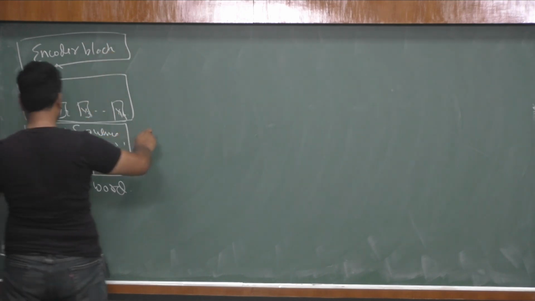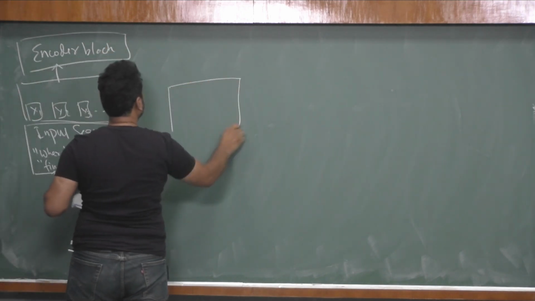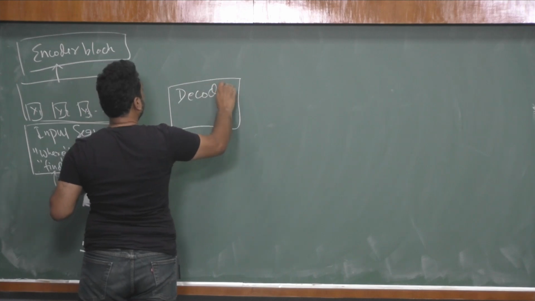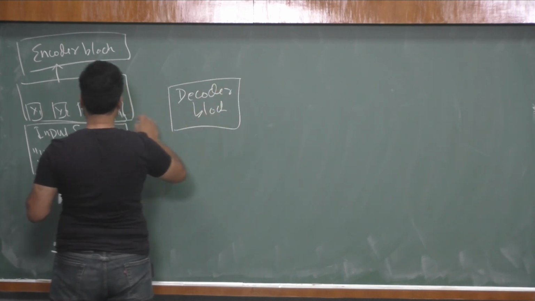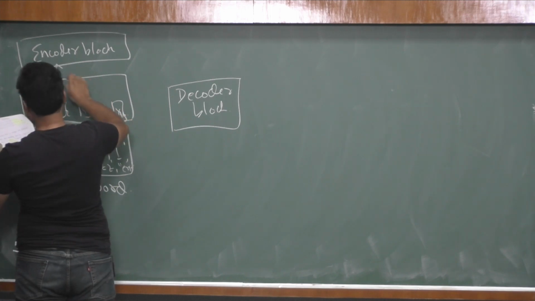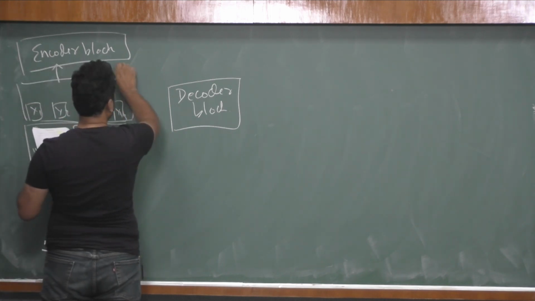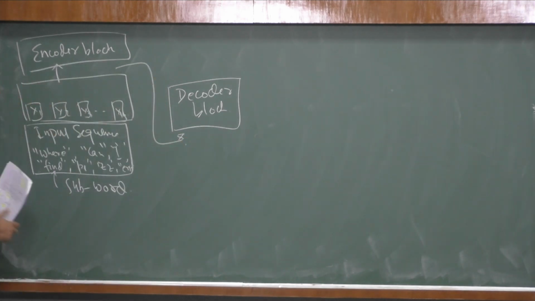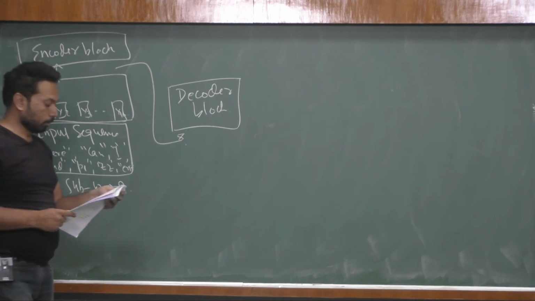Similarly, there is also a decoder block in the transformer. From the encoder block, there is a role for this decoder block, and we will discuss this more specifically. For the moment, this is the role of the subword tokenizer. It gives you a representation for the sequence that you are going to input, and then this goes into the so-called encoder block.